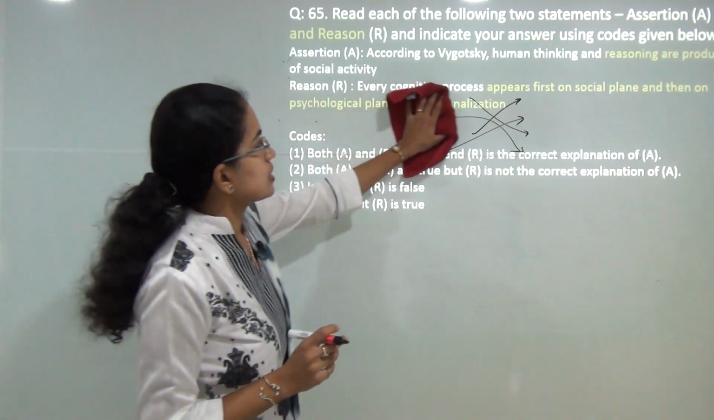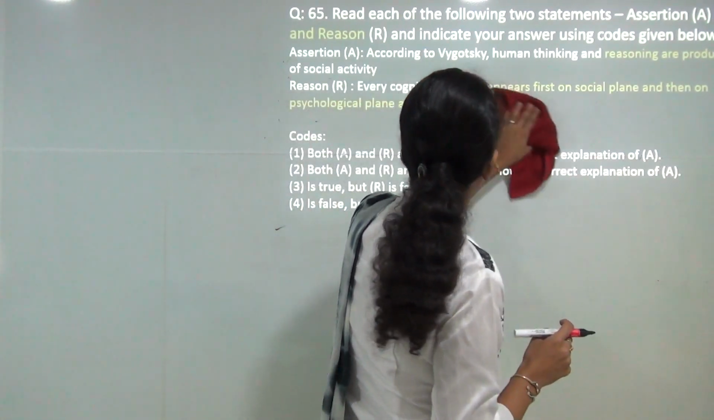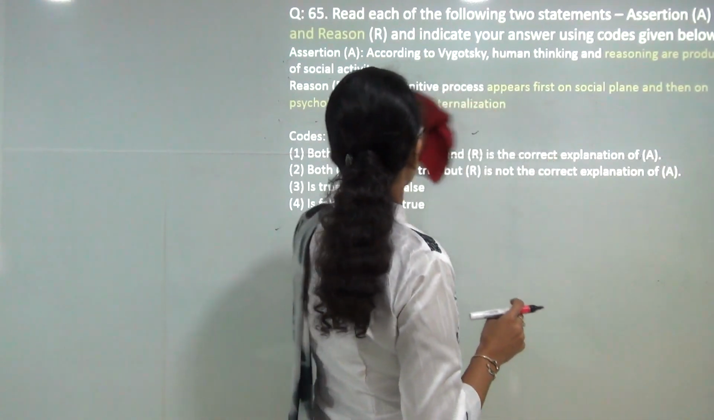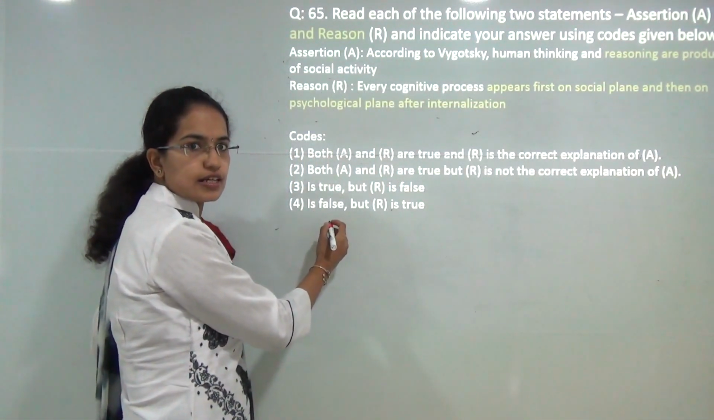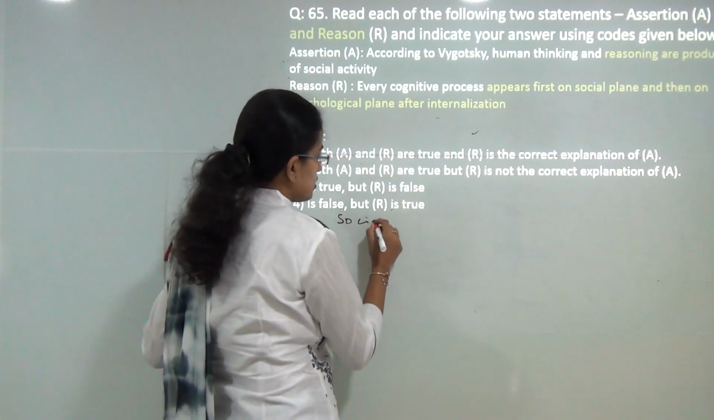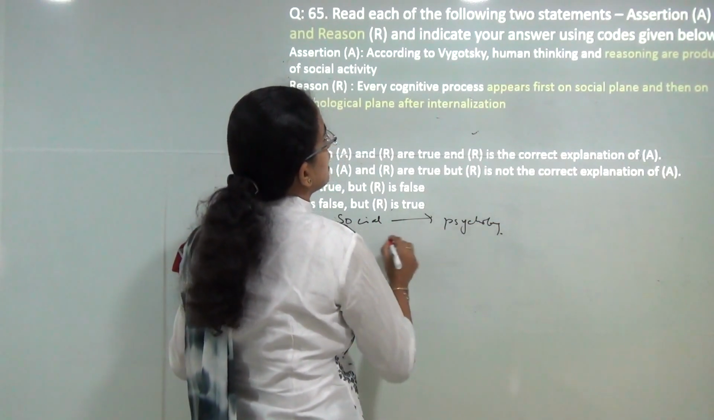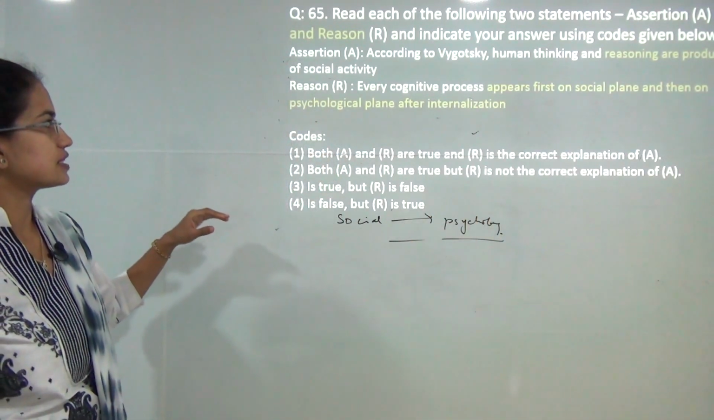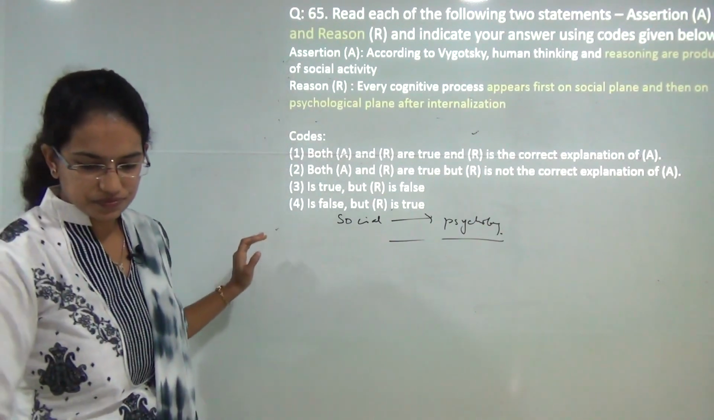According to Vygotsky, human thinking and reasoning are products of social activity, and every cognitive process appears first on the social plane, then on the psychological plane after internalization. So that's correct. You have movement from social to psychological, and that is known as internalization, and again, human thinking and reasoning are products of social activity. That's correct. So you have a reason that correctly explains the assertion.